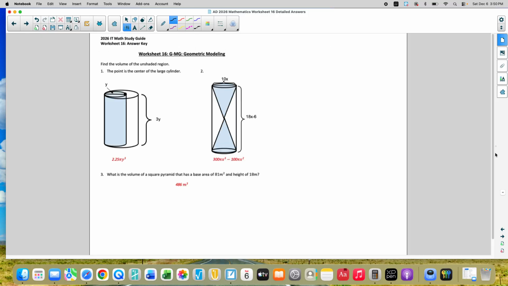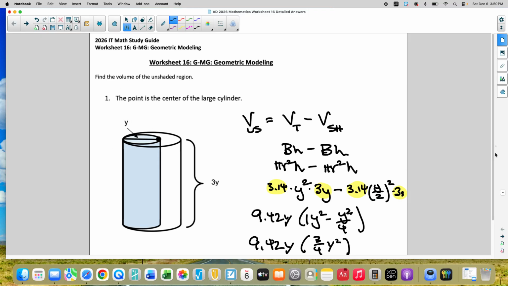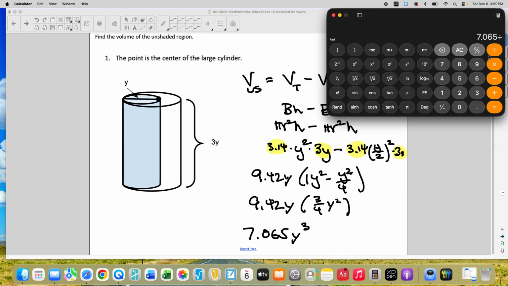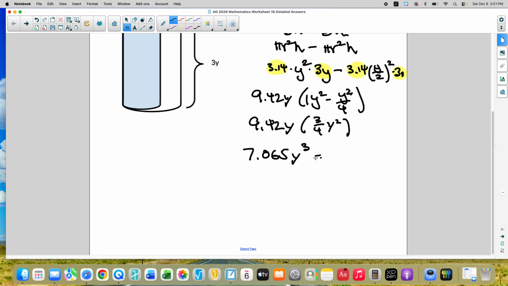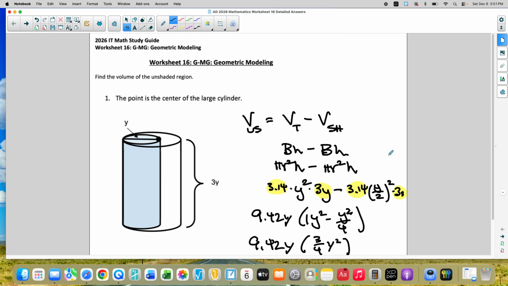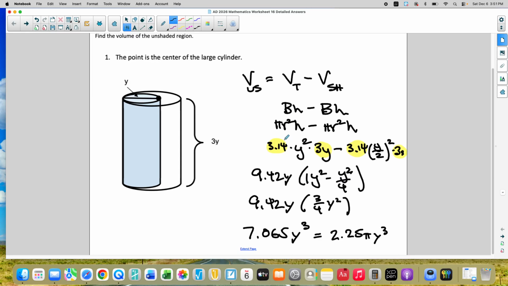Let's do a little peek. The given answer is 2.25 pi. Oh, yeah, because they kept it as pi. That's okay. We can just divide that by 3.14, and we get 2.25. Ooh, that's nice and clean. Which equals 2.25 pi y cubed. Was that the answer that they gave us? 2.25 pi y cubed. Yeah. So they want us to leave it as pi. We can do that.